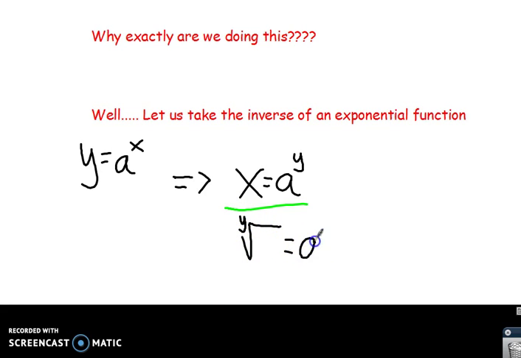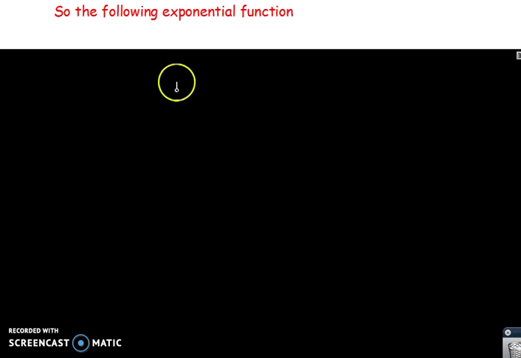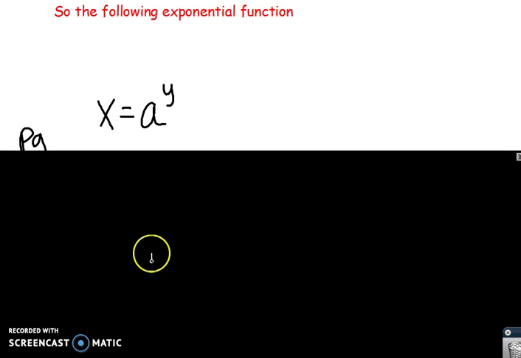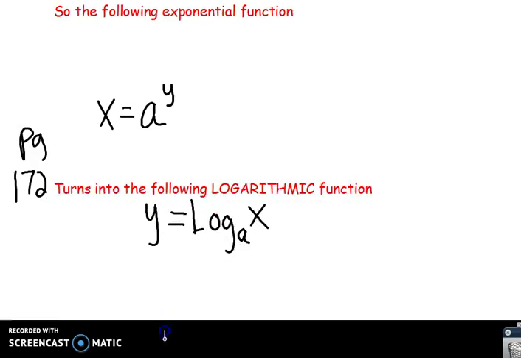I would end up with something like this, and then I have to get y out of an index. Yeah, that's not gonna happen. So we need a construct by which to take the inverse. So this construct, if we have the following exponential function, it's on page 172, is the following log function.